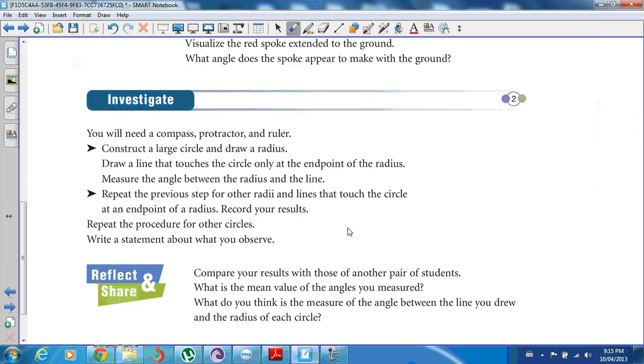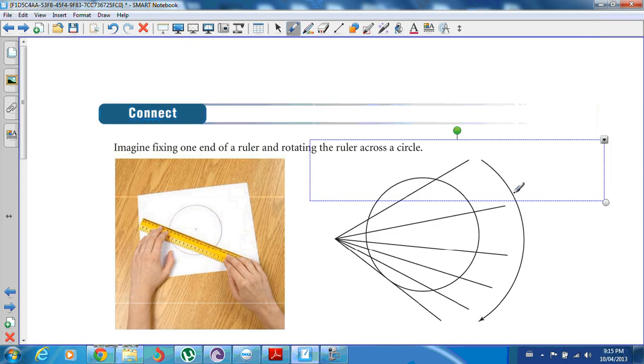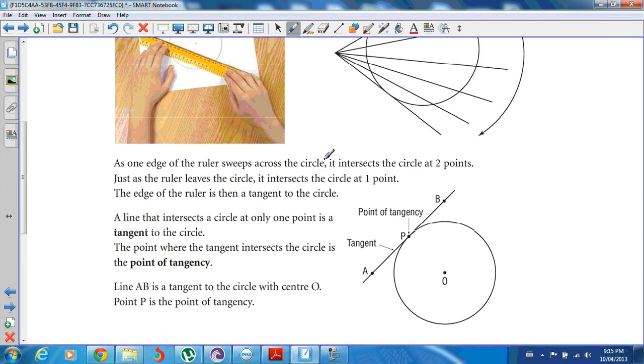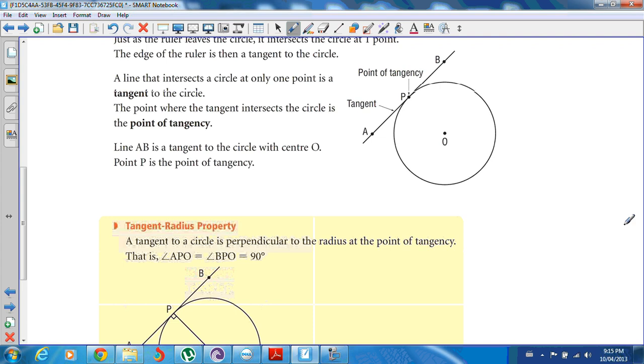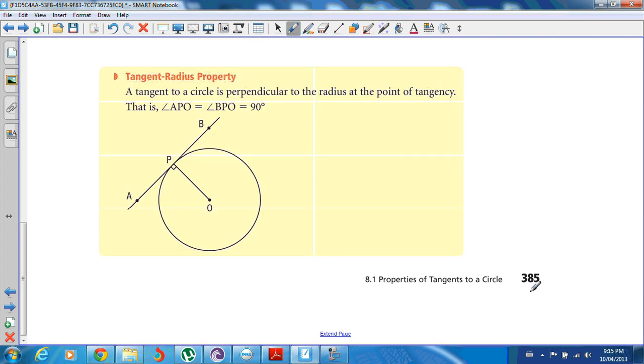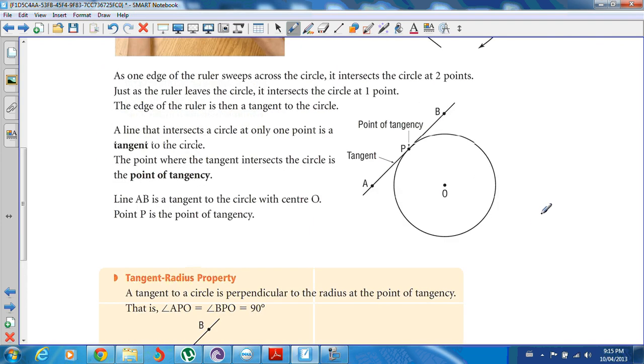Okay, looking at any circle that we have, I'm going to take this one found on page 385. Looking at this circle that was just made, we put a dot right at the middle of this circle. And then we drew a line going straight across that's just barely touching the circle, theoretically, only in one spot.